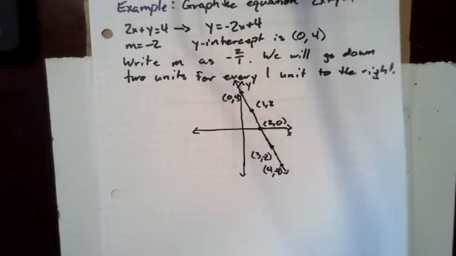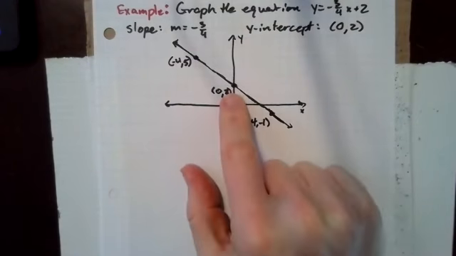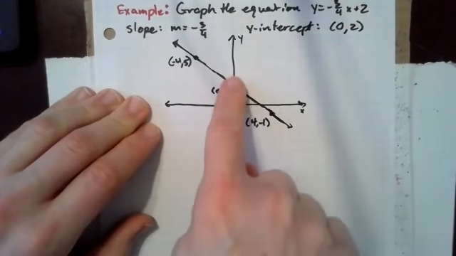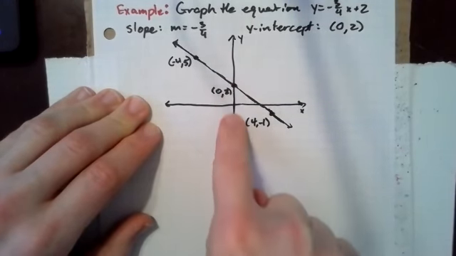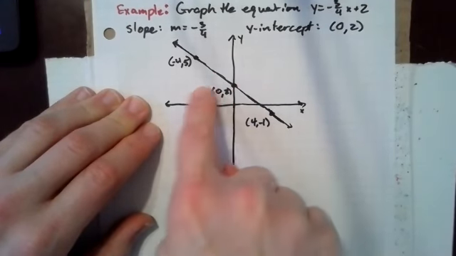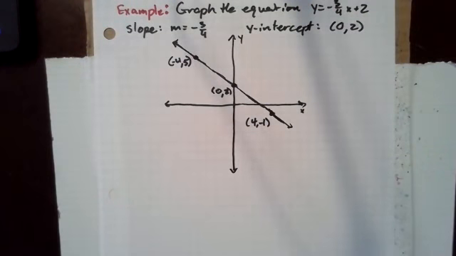One more example. Here we have: graph the equation y equals negative 3/4 x plus 2. The slope is negative 3/4. The y-intercept is (0, 2). So there's our (0, 2). We use our slope to go down 3 and right 4 to (4, negative 1). We can also use it to go left 4 and up 3 to (negative 4, 5). There's our line.